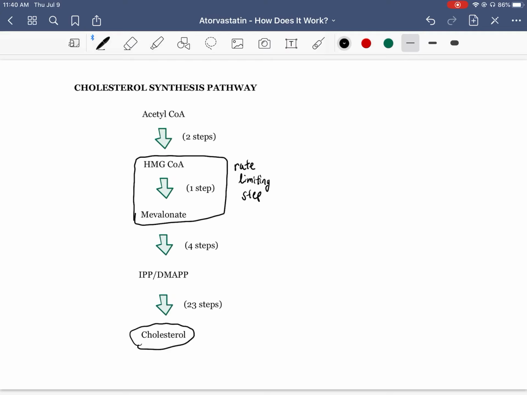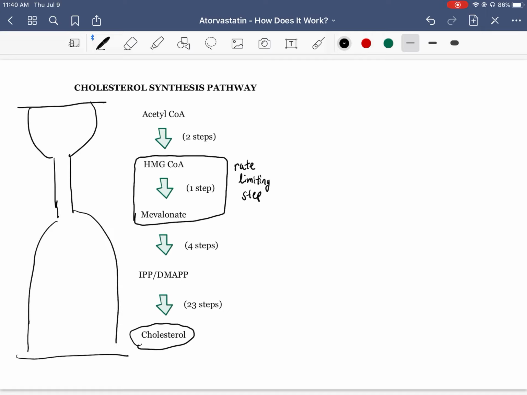What this ultimately means is that the overall rate of production of cholesterol depends on the rate of this step. To help illustrate this point, let's imagine the entire cholesterol synthesis pathway as an hourglass. The rate that the hourglass flows from one end to the other depends on the speed at which it flows at the bottleneck and slowest part of the hourglass. In this analogy, the bottleneck and slowest part of the hourglass is this rate-limiting step of the formation of mevalonate from HMG-CoA.